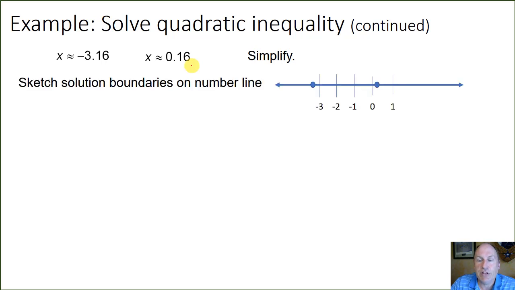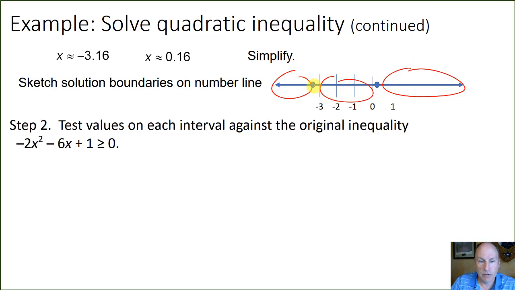Those become the boundaries on the number line. So you plot a number line. Here's the point x equals negative 3.16. Here's the point x equals 0.16. The solution is going to be some combination of numbers within any of these three intervals. So we've got an interval here, an interval here, and an interval here. We're going to pick points inside each of those intervals, not on the boundaries, to test.